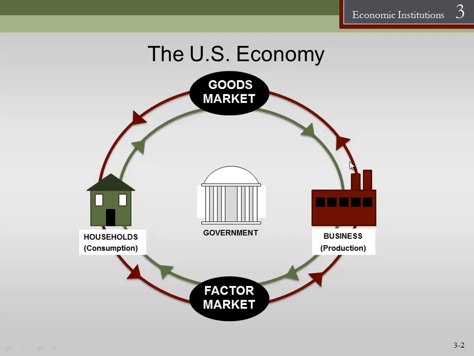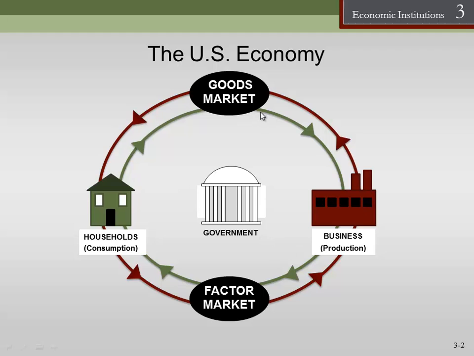So if we look at the real side of the economy, for want of a better word, we can look at this red line and we see that goods flow from businesses to the goods market to the households, and factors of production flow from the households through the factor market to the business sector.